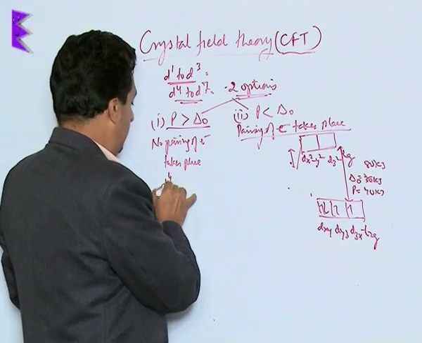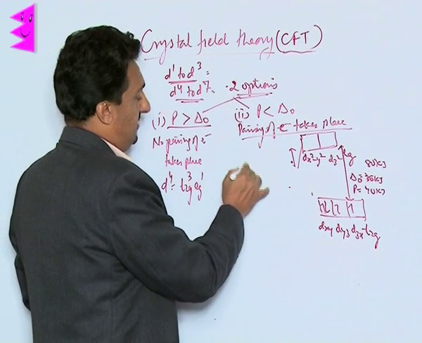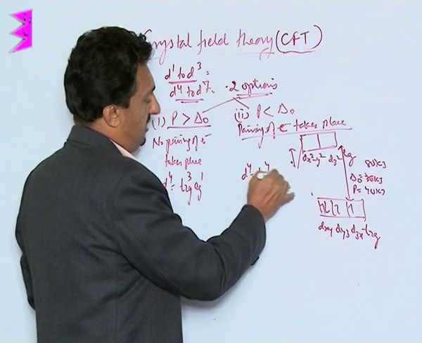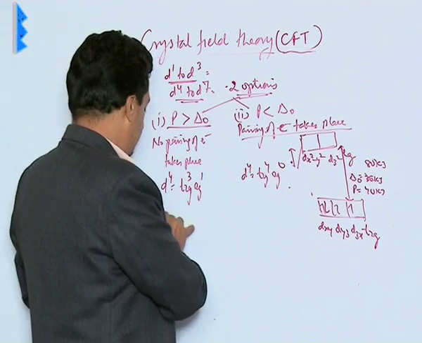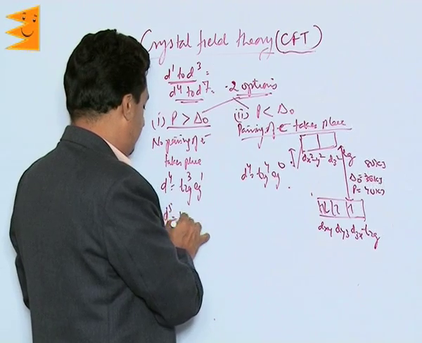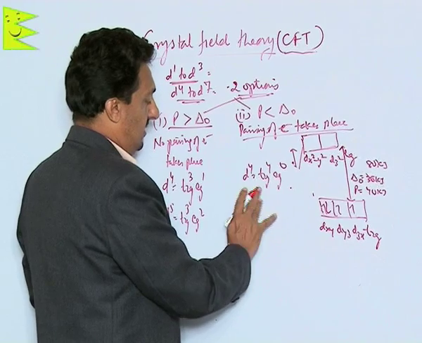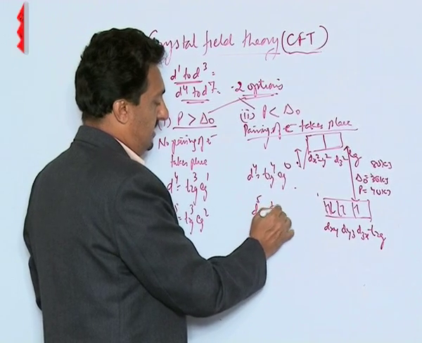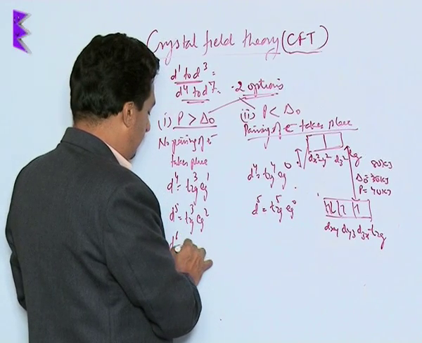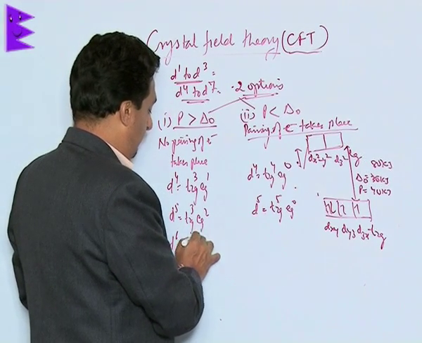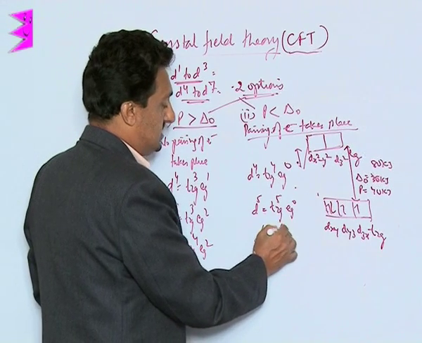Therefore, the d4 configuration here will be written as t2g3 eg1, whereas in this case it will be written as t2g4 eg0. Similarly, the d5 will be written in this case as t2g3 eg2, whereas in this case how will we write it down? It will be written as t2g5 eg0. d6 will be written as t2g4 eg2, whereas d6 in this case will be t2g6 eg0.